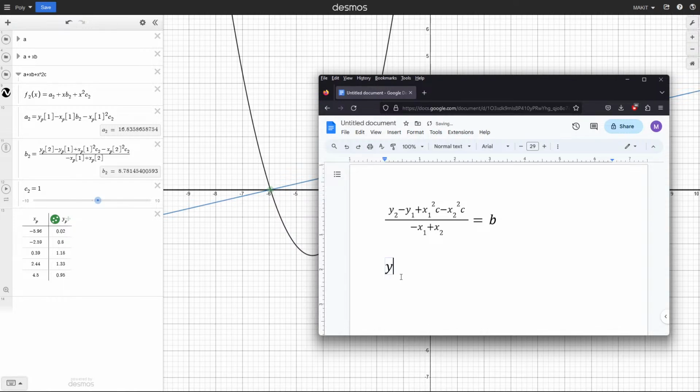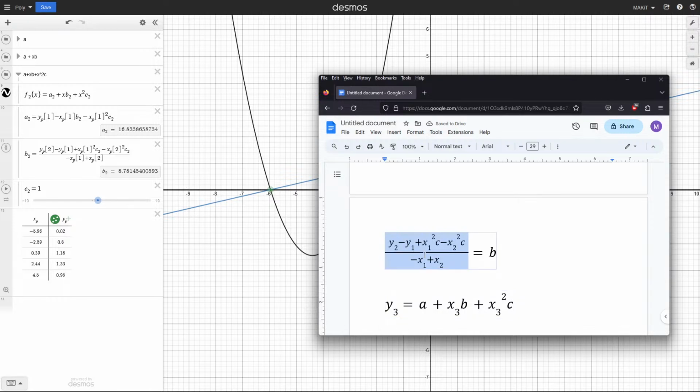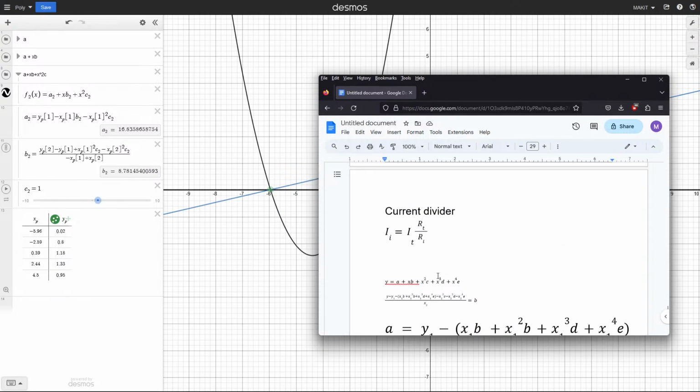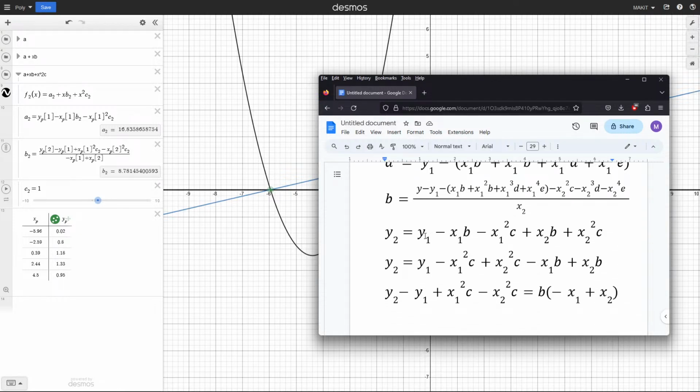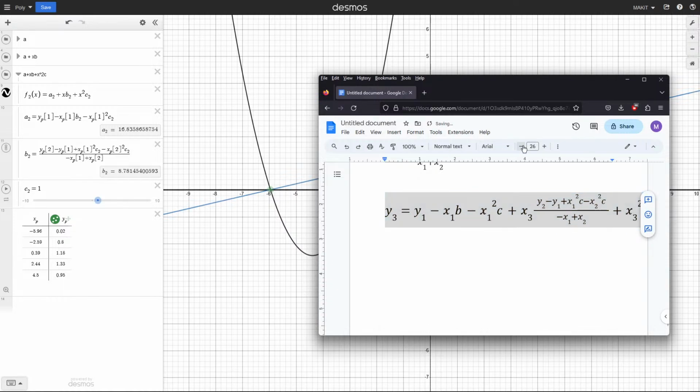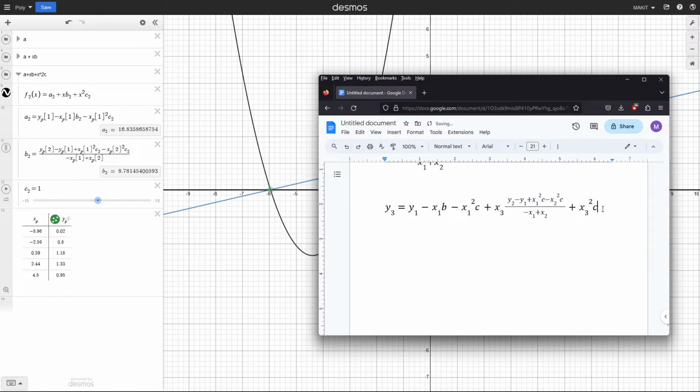Y3 is equal to a plus x3 b plus x3 squared c. First, let's insert the values. So we have the b without the a in it, so that's really nice. And then we have the a, which is this one. And this one already got too big for the screen.